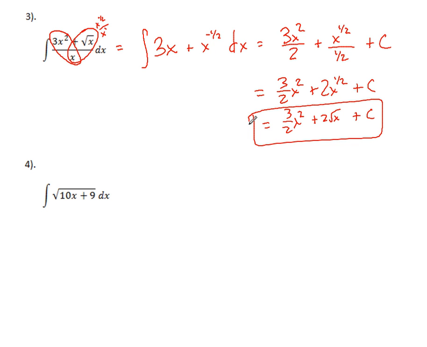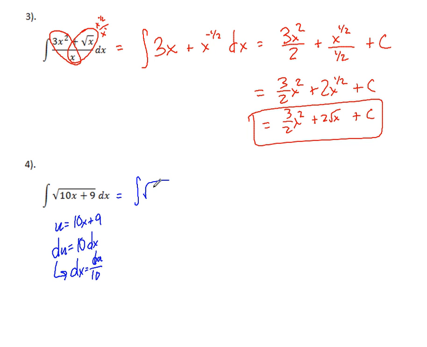All right, in number 4, very clear what the inside should be. I can't take this integral immediately, so I will set u equal to 10x plus 9. So that means du will equal just 10 dx. So this should be an easy conversion. Dx will equal du divided by 10. So rewrite my integral now.